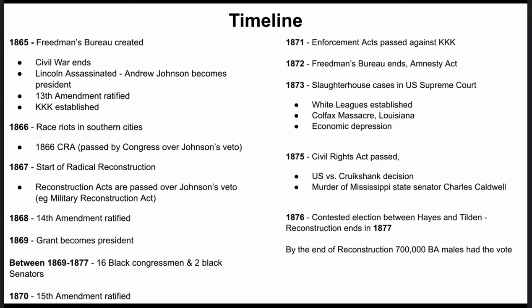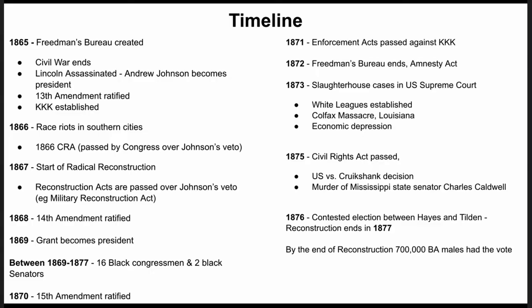1871, the Enforcement Acts are passed against the KKK, which kind of outlaws the KKK. It's a good example of the government taking control in the South to enforce these laws on the South to stop the white backlash. Although obviously when you study this, you learn it's not hugely effective.